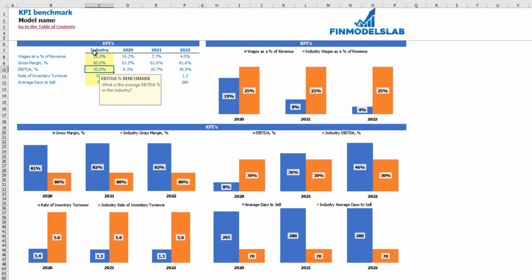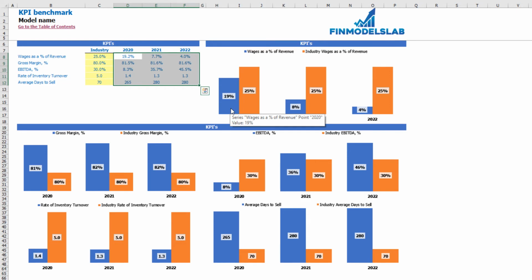In the same way, you can update wages as a percentage of revenue, EBITDA percentage, inventory turnover ratio, and average days to sell. The values calculated based on the model assumptions you may see in here, and in all the charts you may see that blue value, this is the value calculated by the model, and this orange value, this is a value as a benchmark KPI or industry-specific KPI for your business.